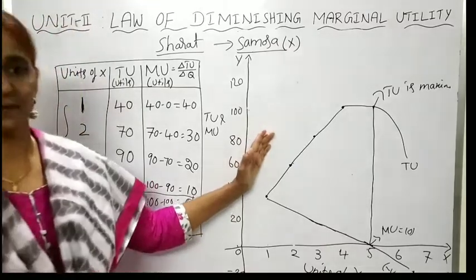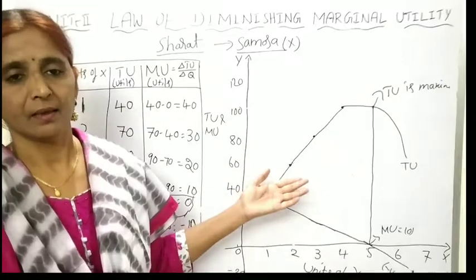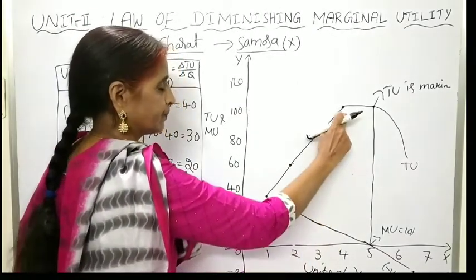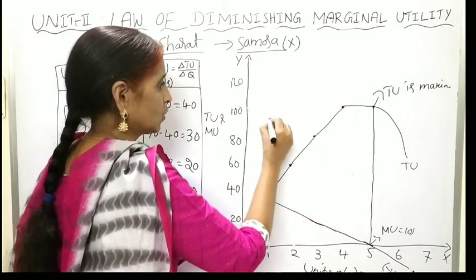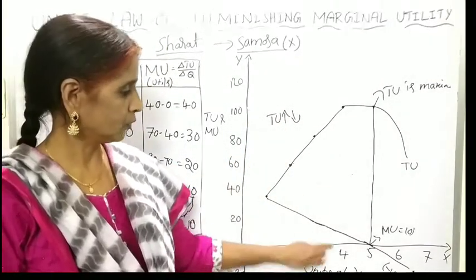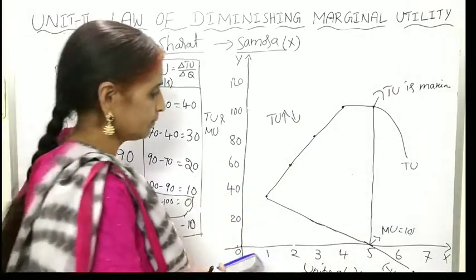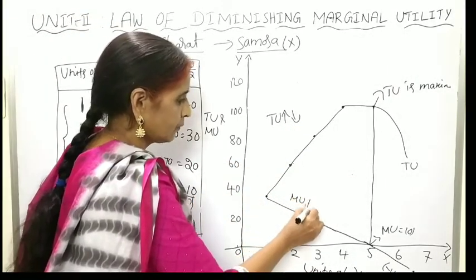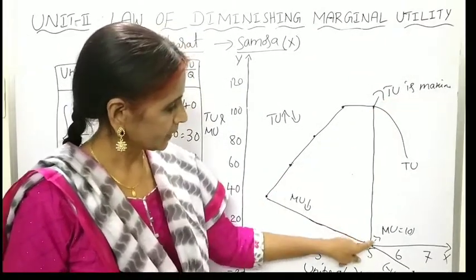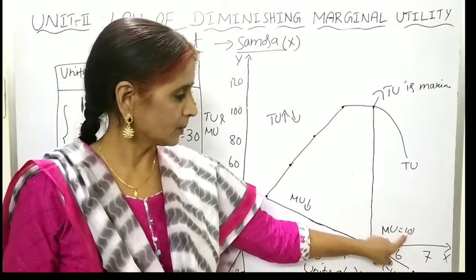Okay children, in this diagram, if Sharat is going on consuming the same units of samosa up to the fourth unit, so up to this point, total utility is increasing in a diminishing way. Up to the fourth unit, that is up to here, total utility is increasing in a diminishing way. At that time, MU is falling. Okay, so whenever total utility is maximum, at that time MU is equal to 0. MU curve is touching the x-axis. It indicates that MU will become 0.